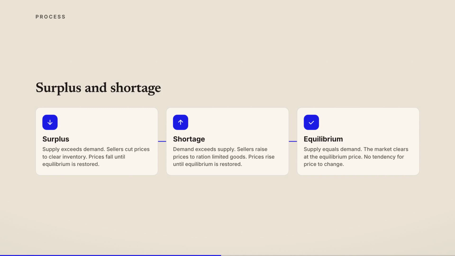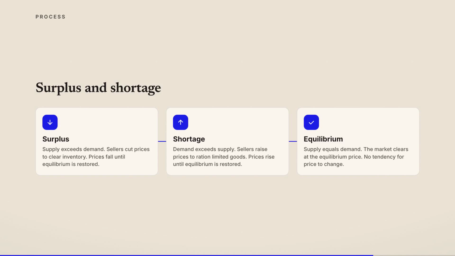panic buying caused demand for toilet paper to surge dramatically. But toilet paper supply couldn't adjust overnight. Paper mills run 24/7 and can't just double production. The result was empty shelves everywhere. In economic terms, at the existing price, quantity demanded far exceeded quantity supplied. That's a textbook shortage. In a free market, the price would rise to ration the limited supply, but many retailers chose to keep prices stable and instead imposed purchase limits.